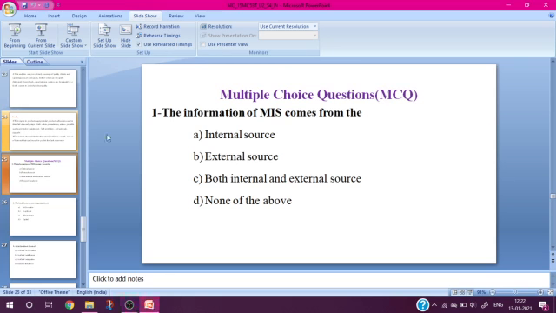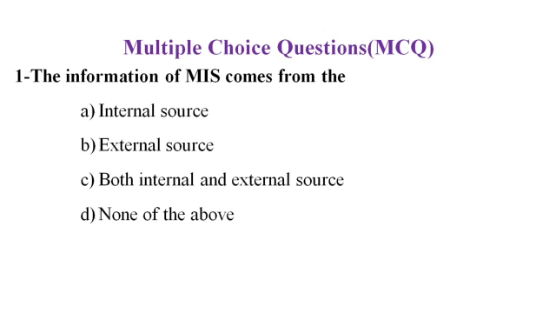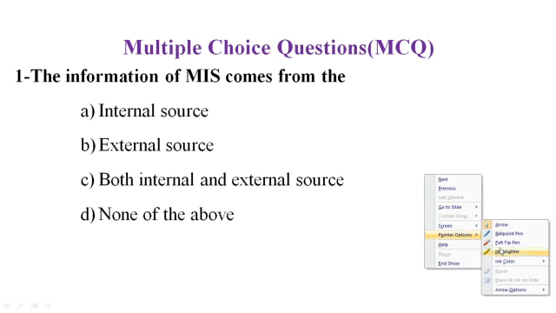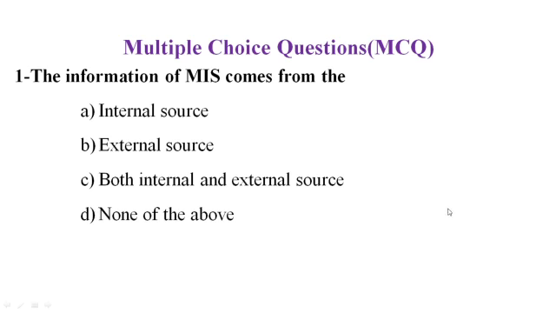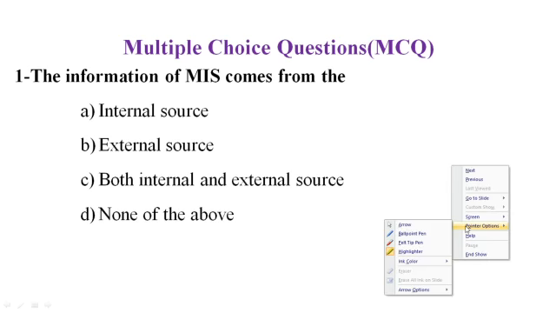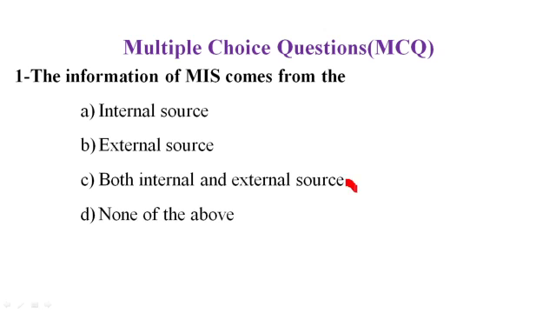So the first question, multiple choice questions. First question, the information of MIS comes from. The options are A, internal source, option B, external source, option C, both internal and external source, option D, none of the above. So the right option is option C, both internal and external source. Just adjusting the color to mark out the option. So the right option is both internal and external source. Next we'll go to the second question.